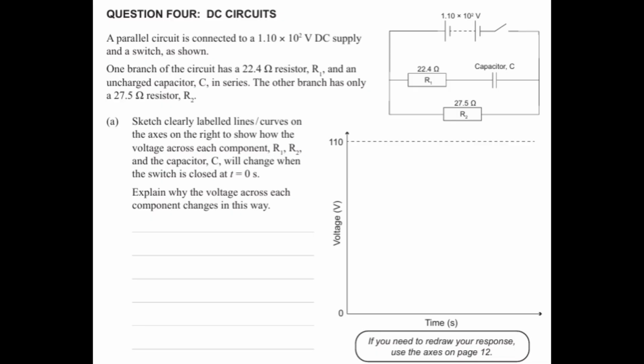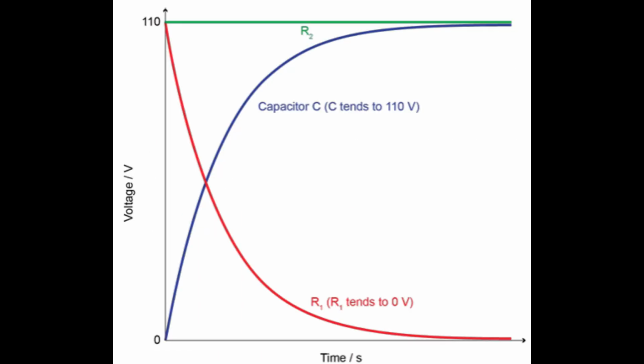Sketch clearly labeled lines/curves on the axis on the right to show how the voltage across each component, R1, R2, and capacitor, C, will change when the switch is closed at t equals 0 seconds. Explain why the voltage across each component changes in this way. The graph will look something like this.